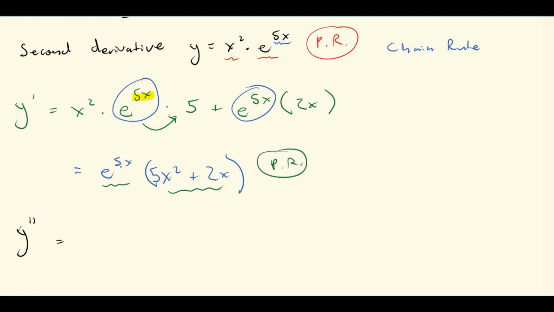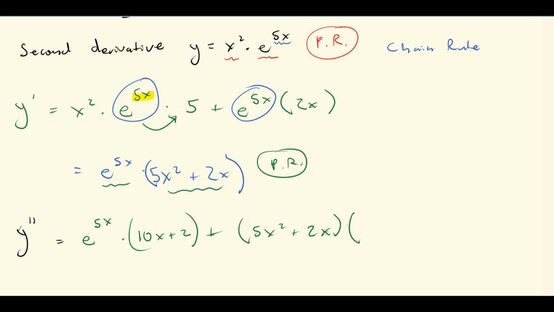And then we still have that e to the 5x, which tells us that we're going to have to use the chain rule as well. So the second derivative is going to equal first, e to the 5x, times derivative second. The derivative of 5x squared plus 2x is 10x plus 2, plus second, 5x squared plus 2x, times derivative first.